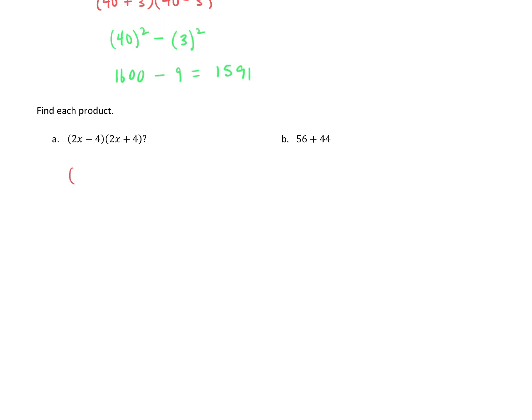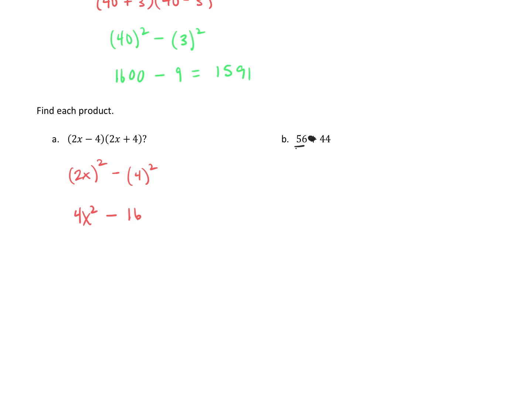What we do is we square the first term, throw on a subtraction, square the second term, and simplify. 2x squared is 2x times 2x, so that is 4x squared. The minus carries down. 4 squared is 16. Done. All right, 56 times 44. If you have a plus sign in your notes, please change that to a multiplication symbol. We are finding the product here.